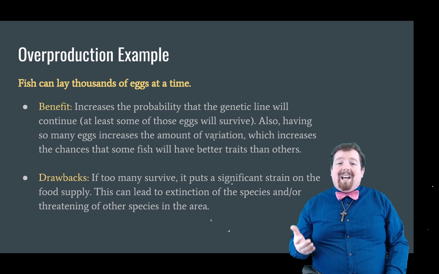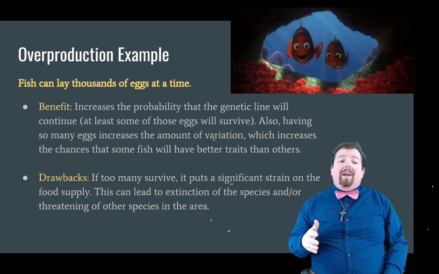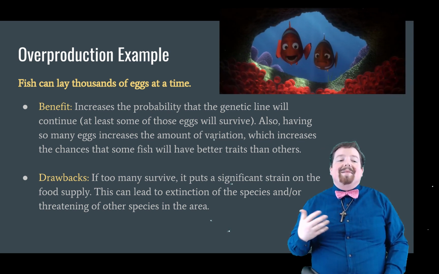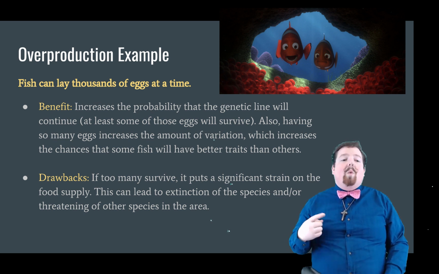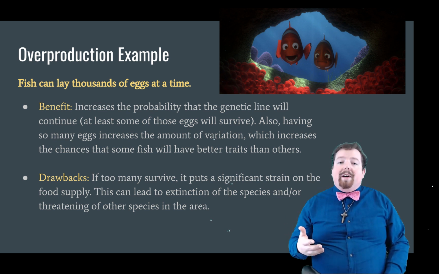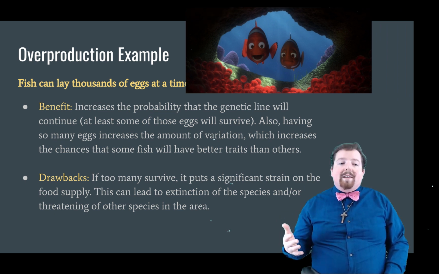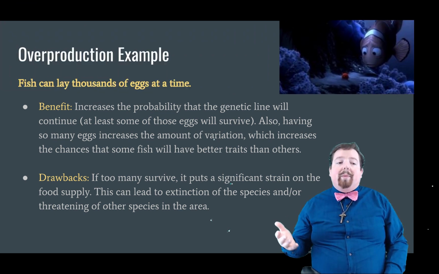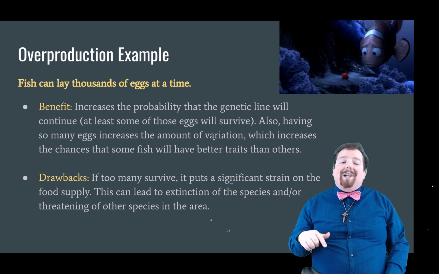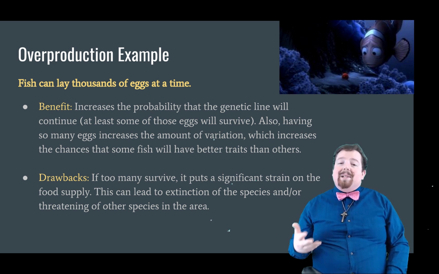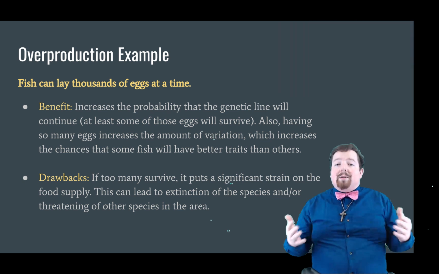So let's look at an example of overproduction. Fish have the ability to lay thousands of eggs at a time. And this could be beneficial because there's a greater chance that at least one of those eggs will end up surviving. And then it will mature into an adult fish and be able to reproduce and pass on traits. Having more eggs will also increase the amount of genetic variation. So there'll be more fish with different traits, and it's more likely that at least some of them will be able to survive.